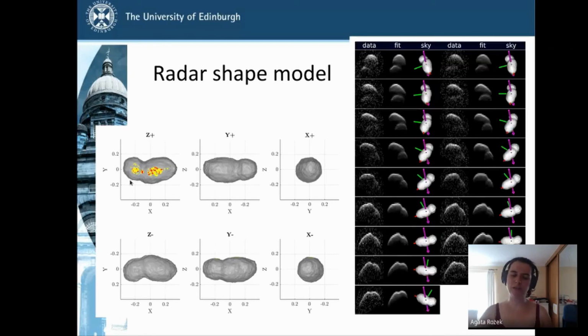radar shape models, because a few of the asteroids that were modeled using radar were also visited by spacecraft. So we had a model of Bennu, for example, before the OSIRIS-REx mission arrived, and it's really, really close to what the real asteroid looks like. So this technique is very, very good, but it's also very involved, and it requires a lot of input from the user.